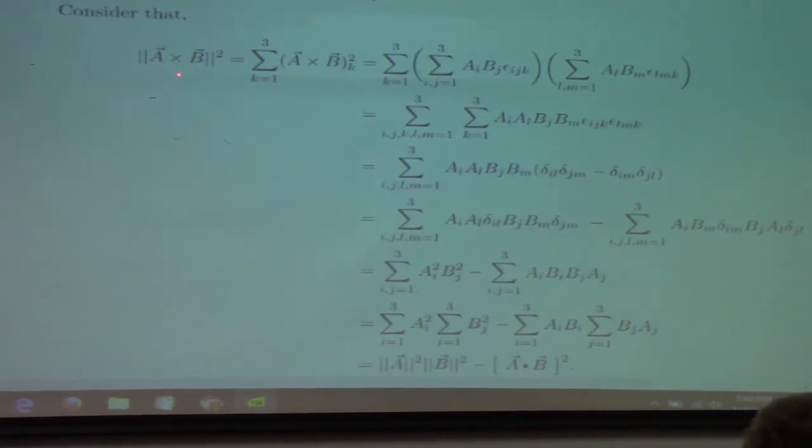Anyway, so the length of A cross B squared is that, which is just the product of this and that. I get a pair of epsilons. That pair of epsilons produces the deltas. The deltas distribute to give me 2 sums. Those 2 sums produce the magnitude of A squared times the magnitude of B squared, and the dot product of A and B squared. That's the Lagrange identity. I have seen this as a homework problem in calculus books. Not with this notation, just work it out, brute force.